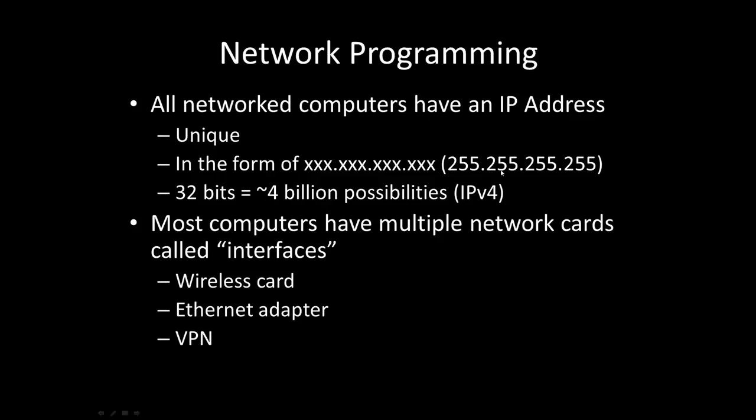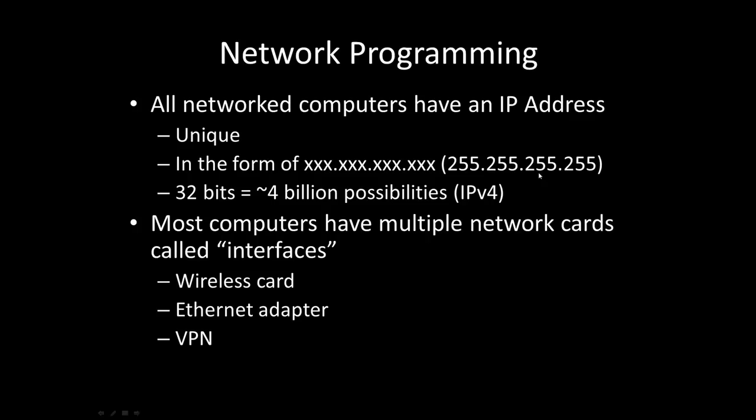It's typically in the form that you see here, where we have four numbers that are separated by dots, and each number can range between 0 and 255. Because that's the case, we actually have 32 bits that make up an IP address, and that gives us about 4 billion possibilities. Now realize that this is an older protocol, IPv4, and they're actually moving to IPv6. And this will give us a much broader range of IP addresses.